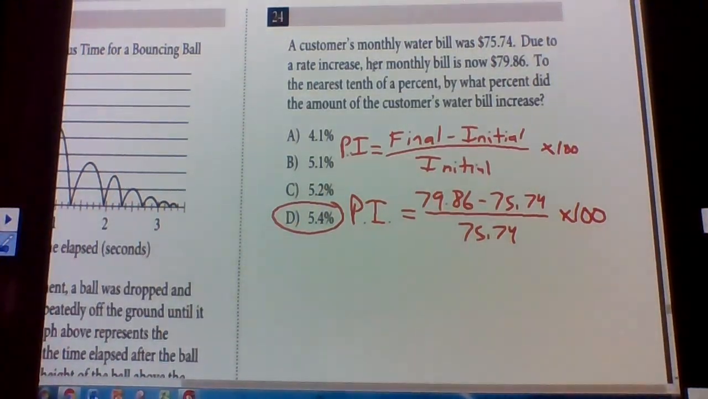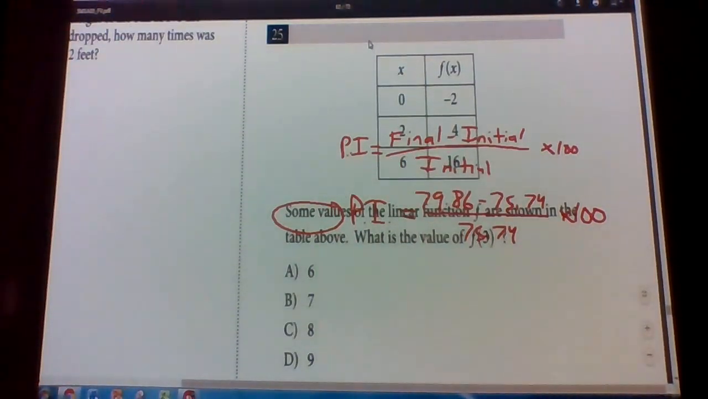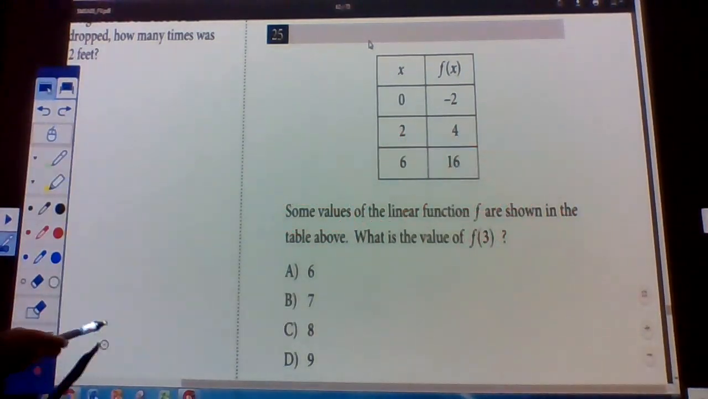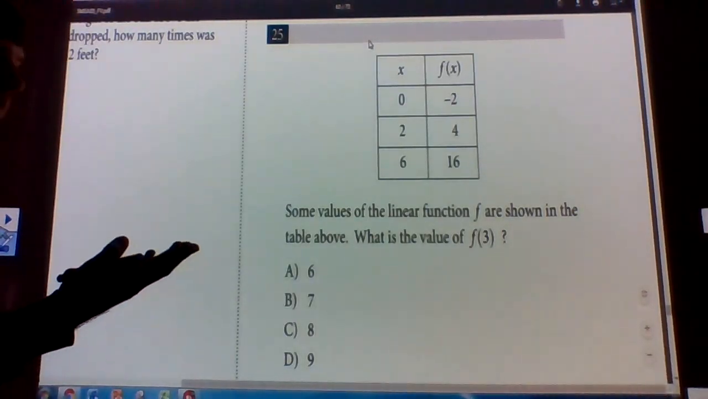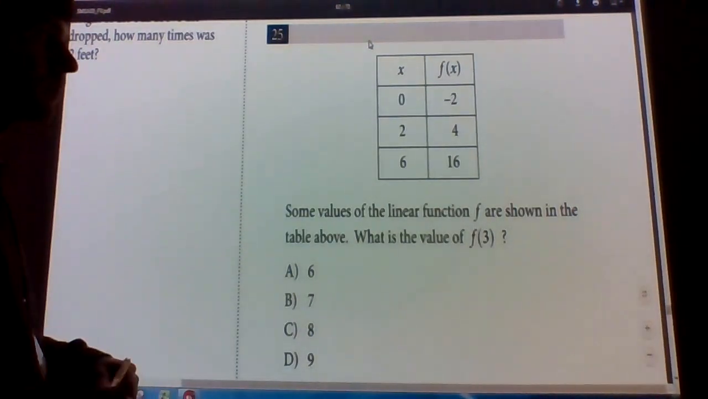Okay, final minus initial divided by initial. Final minus initial divided by initial. Can't say it enough. Okay, here we have a table. Some values of the linear function are shown above. So basically it's going up 4 each time.